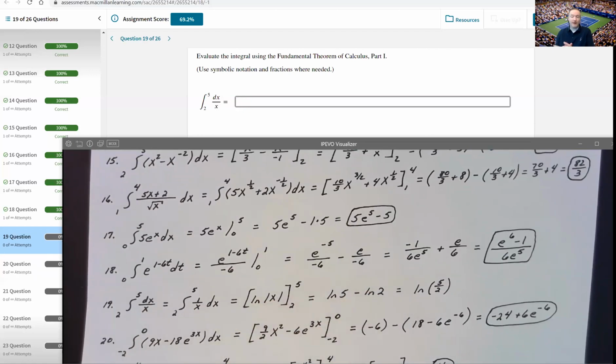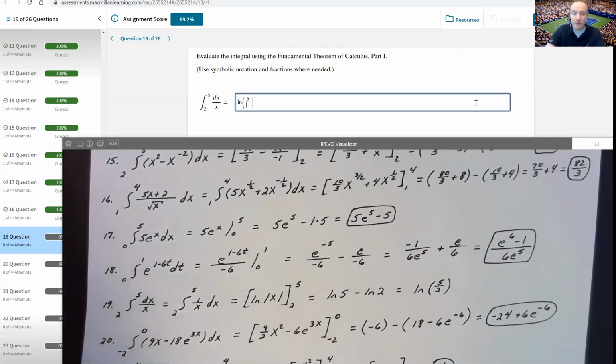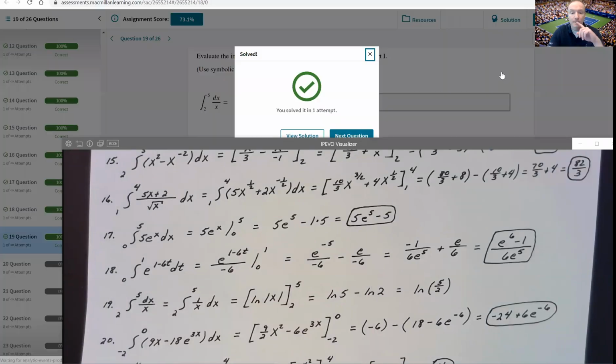So you could simplify that to be the natural log of 5 over 2. I'm sure you could also say the natural log of 2.5. I'll leave it as a fraction and say it's the natural log of 5 over 2, just like that. Check answer. And it likes it.